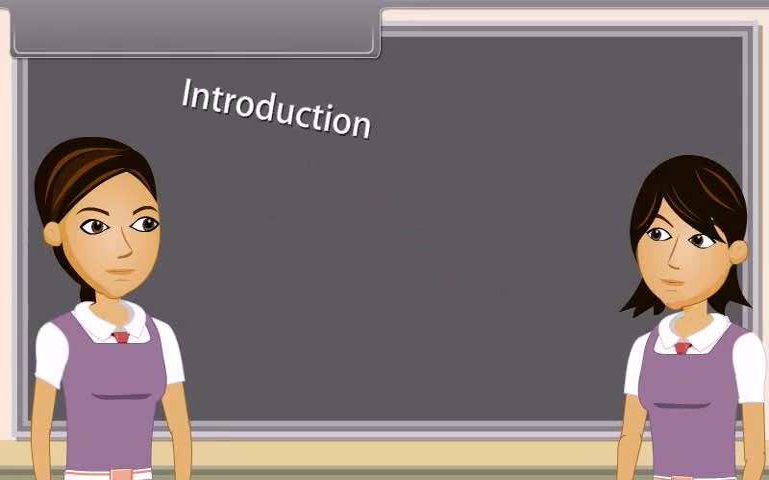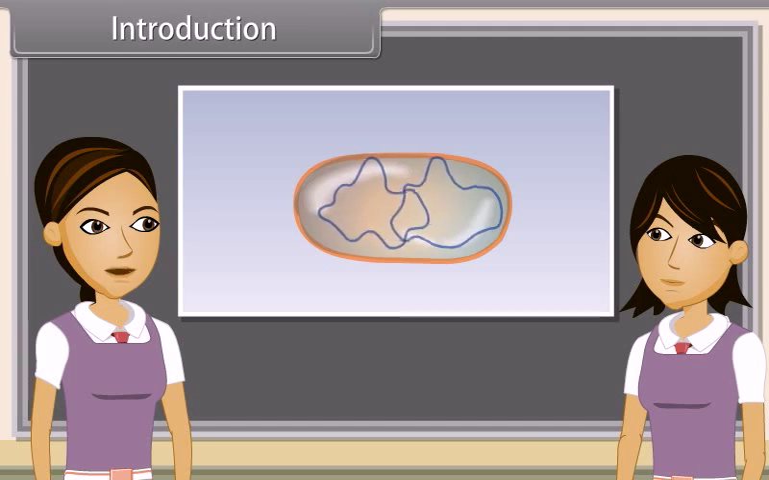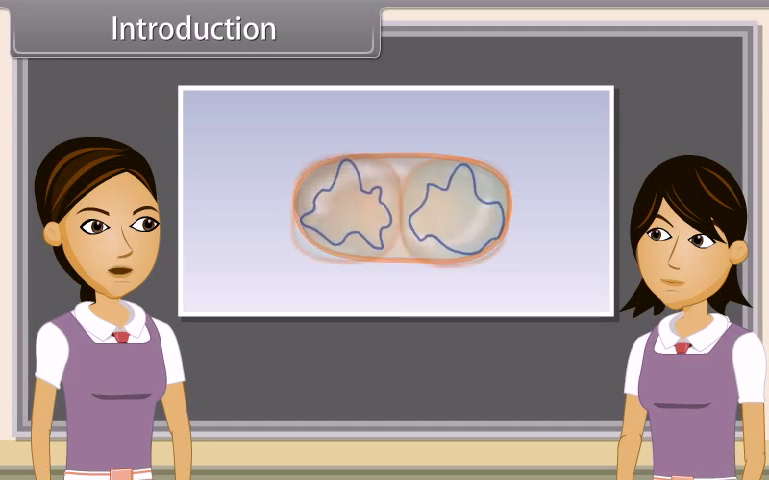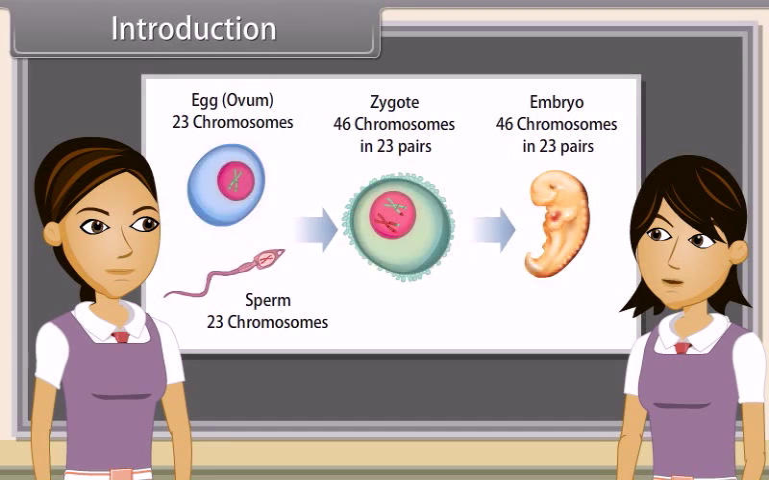Introduction. As we have already discussed, reproduction is the ability of all organisms to produce young ones similar to themselves in most characters. Yes, and the process which involves fusion of male and female gametes to form a new individual is known as sexual reproduction.